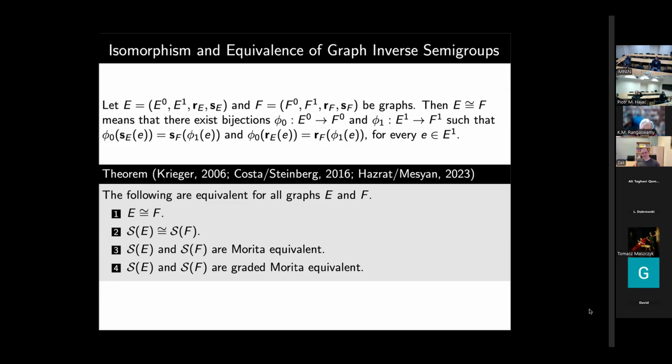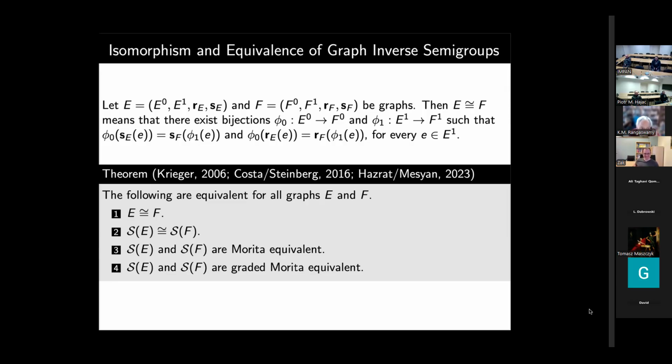And here, instead of talking about categories of modules, you have categories of sets on which these semigroups act, and they're equivalent. That's what this means. And then Roozbeh wanted a graded version of that. That's what he likes. So we came up with a notion of graded Morita equivalence, and we showed that graded Morita equivalence for semigroups always implies Morita equivalence. And so for graph inverse semigroups, that's also equivalent. And so it's as clean as it could possibly be.